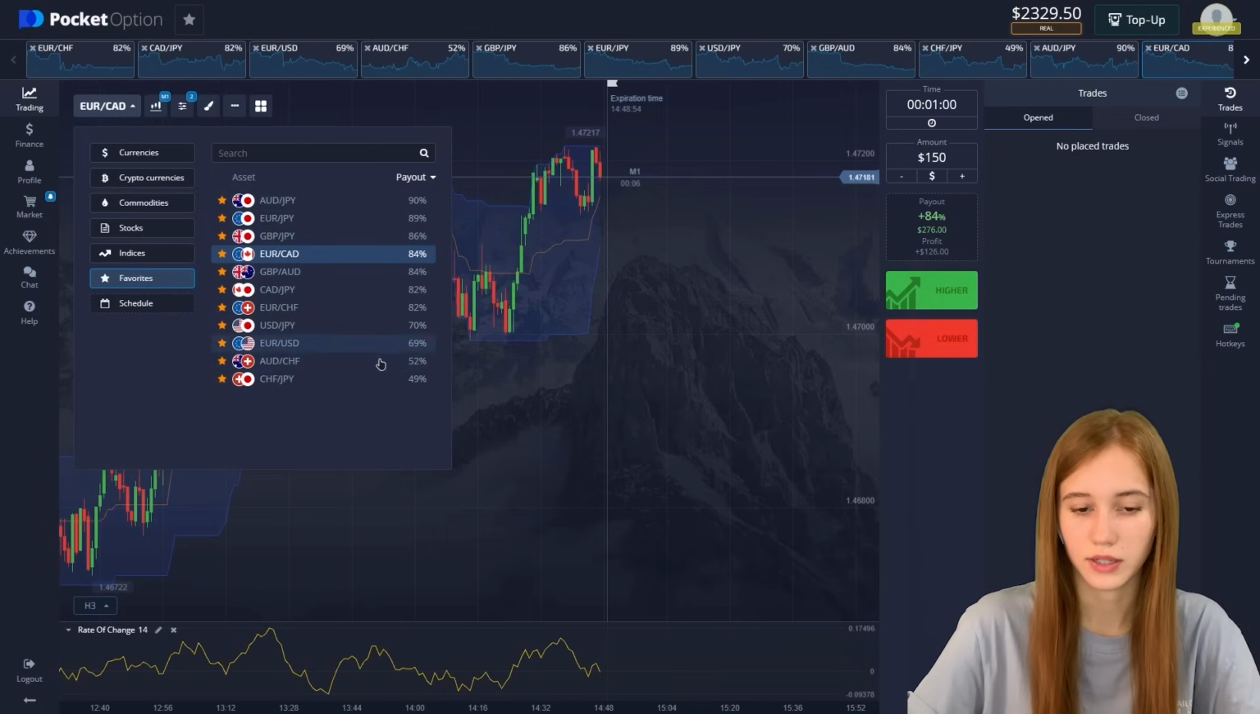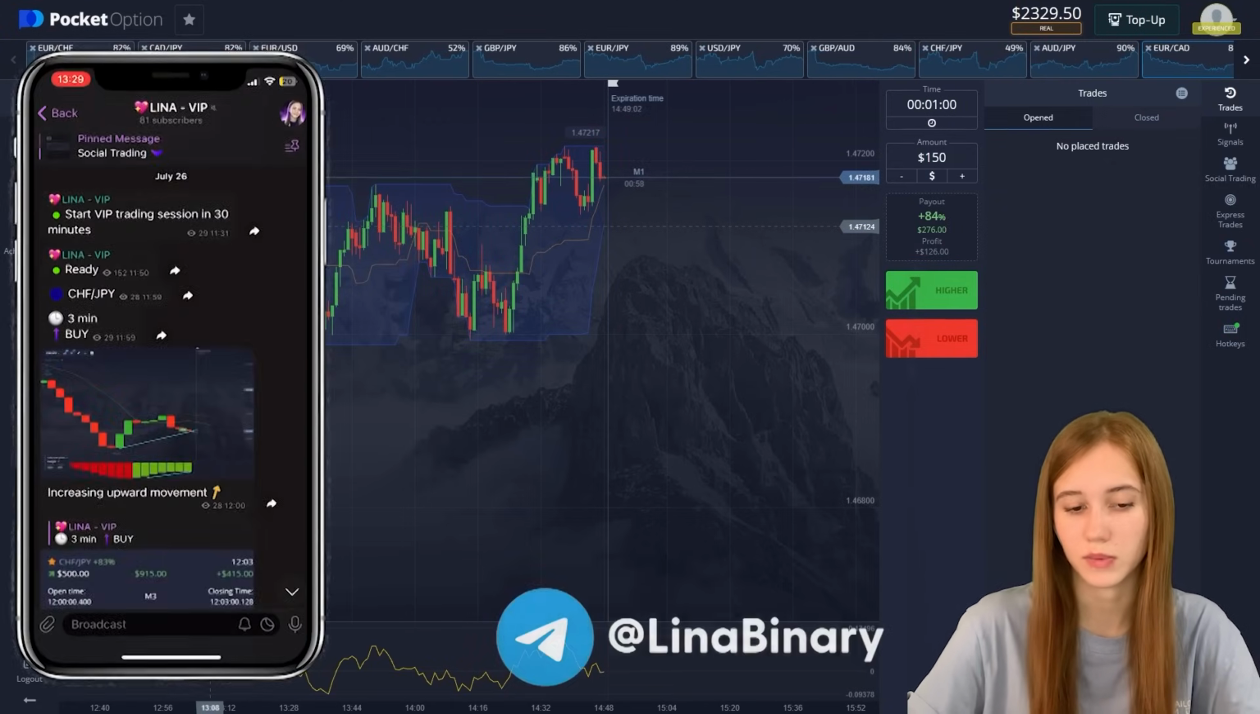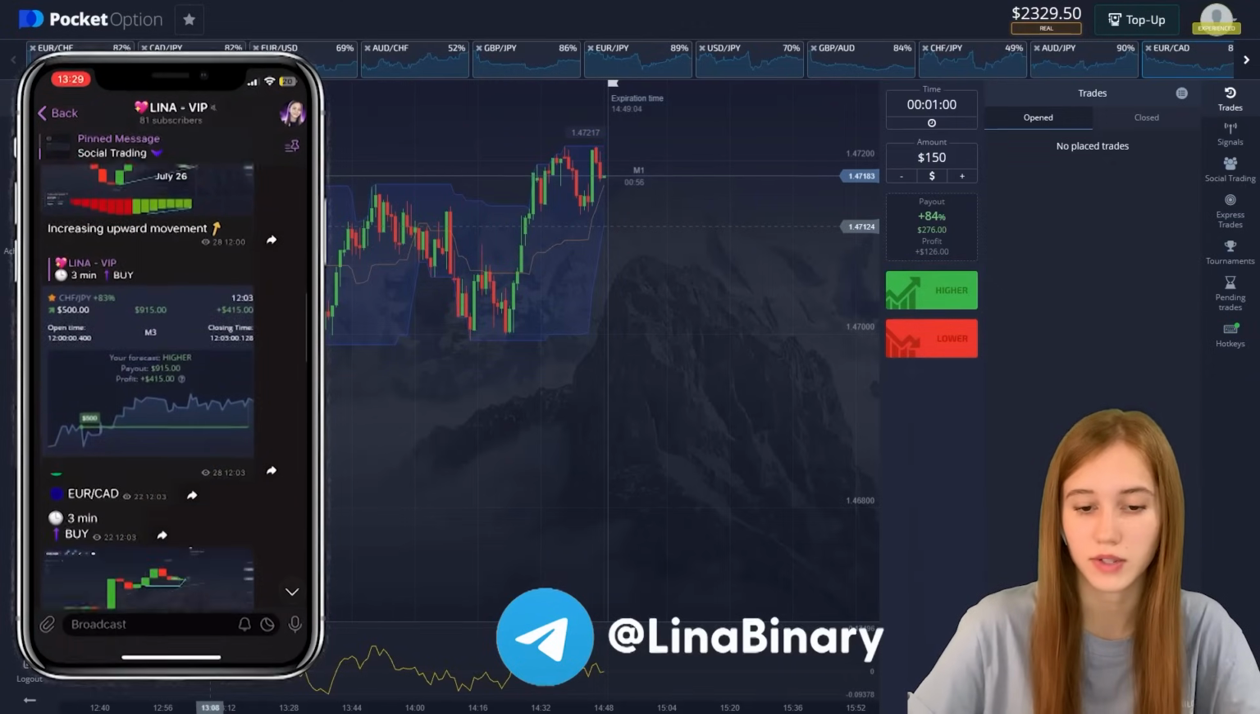You can include currency pairs here. Today's currency pairs, the payout percentage has fallen, but this is not critical. I advise you to choose currency pairs with payout percentage above 70%.